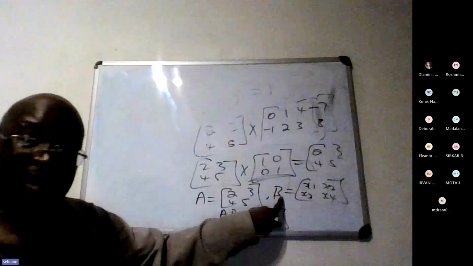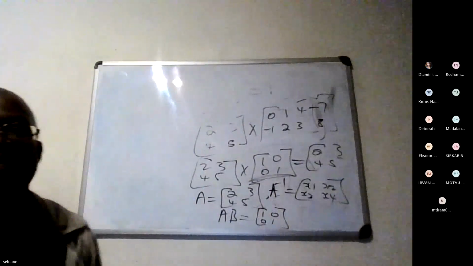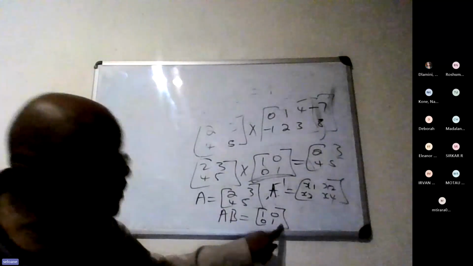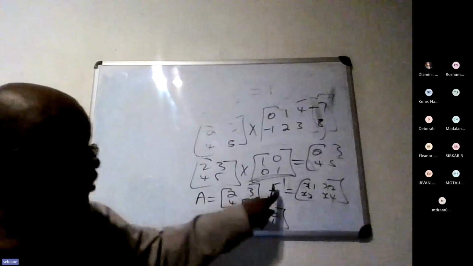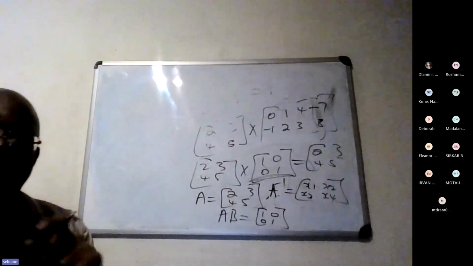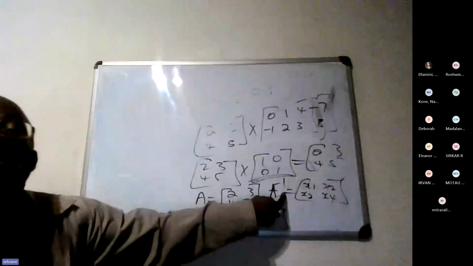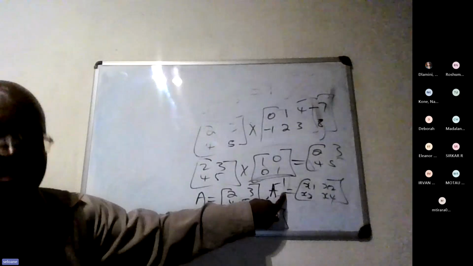And we don't use another letter B. We just simply say A inverse. If A by B gives you this, then B is the inverse of A. Now the question is, given a matrix like this, how do you find its inverse? I mean, if it exists.